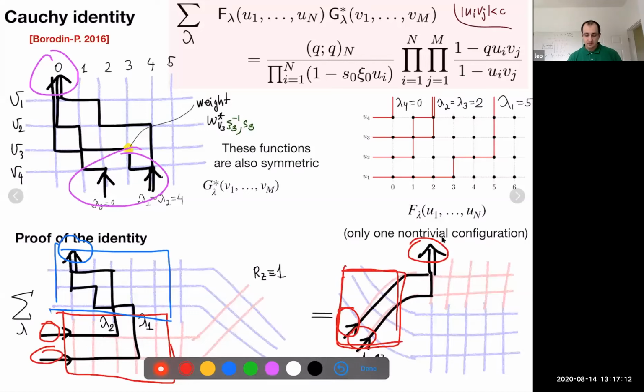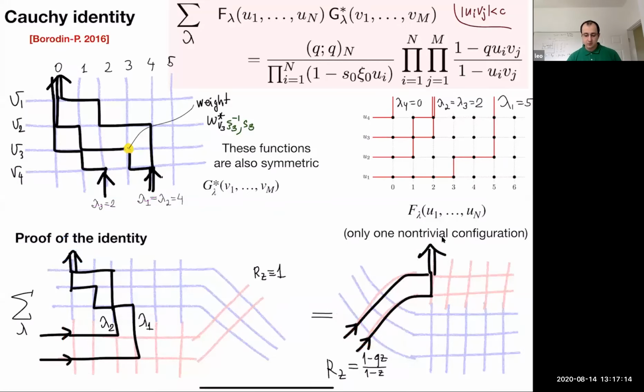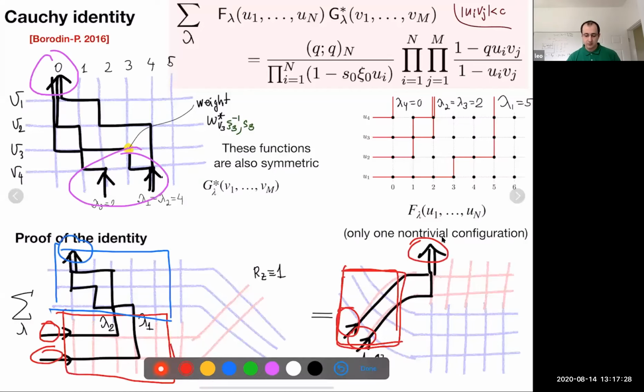And the weights are equal to (1 minus q u v) over (1 minus u v), which leads to the double product in the Cauchy identity. And then the prefactor is just the partition function of this remaining red part here. So you get this prefactor. All right, so this is the Cauchy identity.